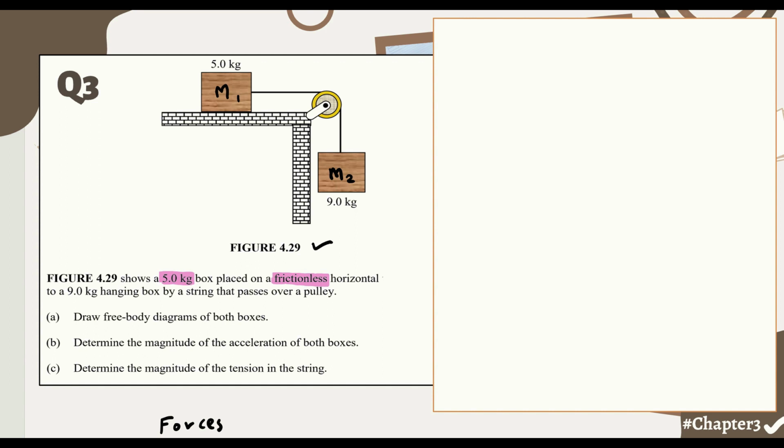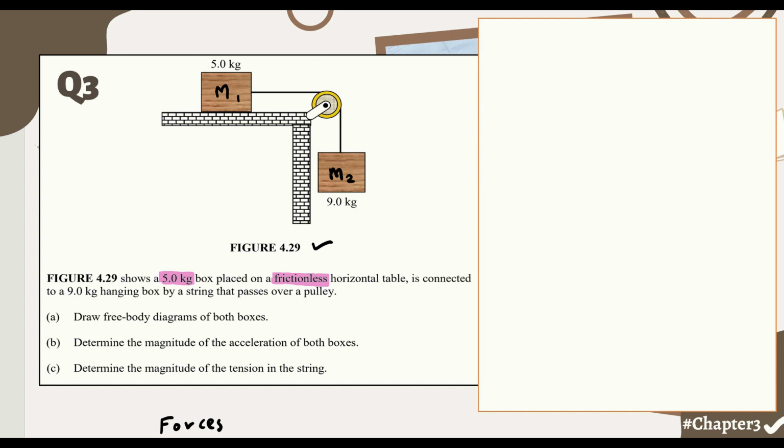horizontal table, and it is connected to a 9 kilogram hanging box, this one, M2, by a string that passes over a pulley. So this is the pulley. So we have the information of mass here. Frictionless means that we don't have any friction. And mass number 2, the second object. Then the first question is to draw the free body diagram of both boxes.